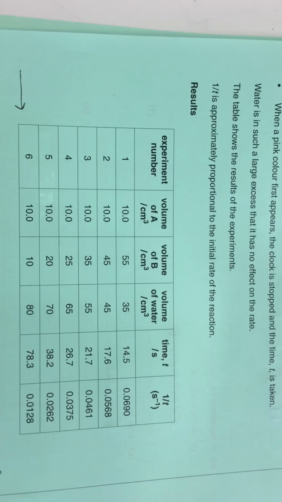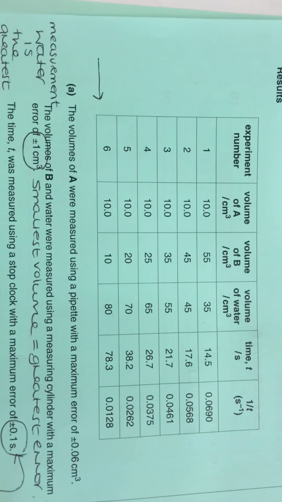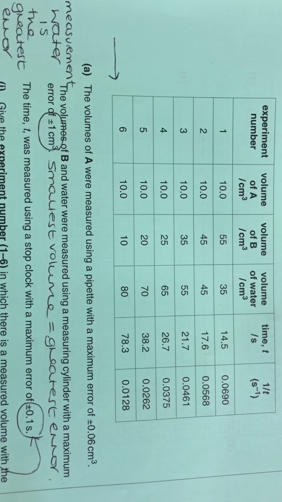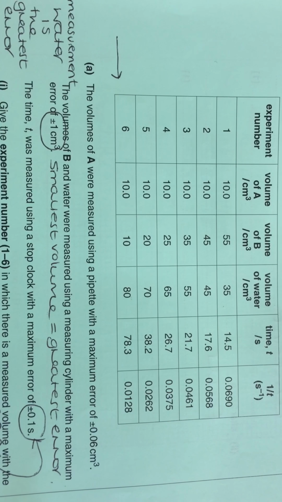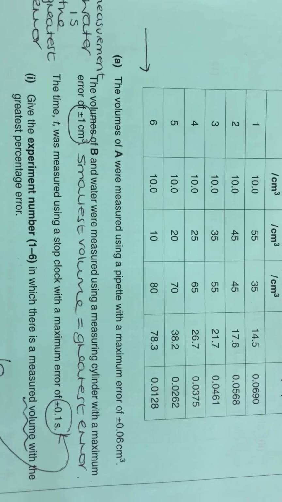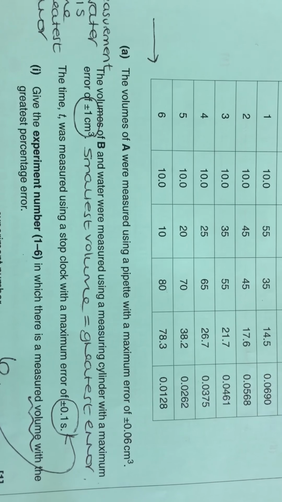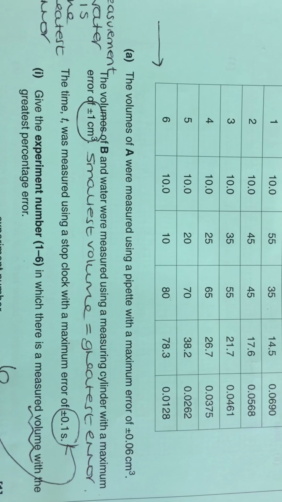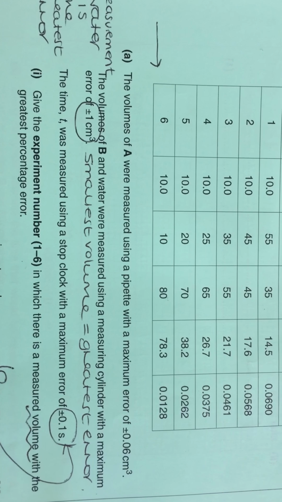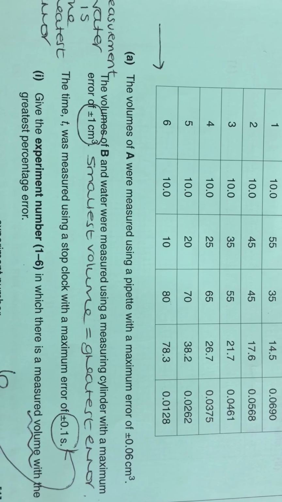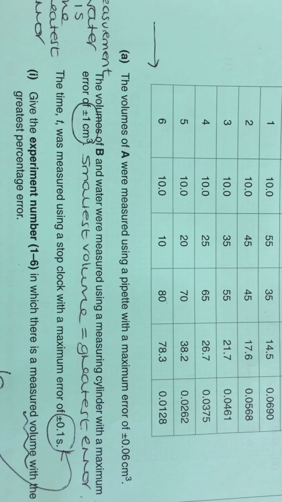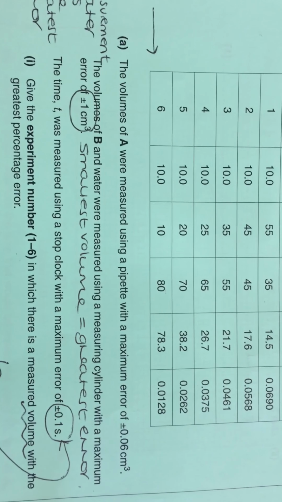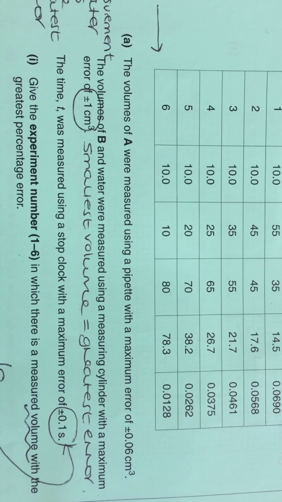added together. So if we begin with question 1A, the volumes of A are measured with a pipette with an error of 0.06, and the volumes of B and water are measured using a measuring cylinder with a maximum error of 0.1. When we're asked to give the experiment number in which there is a measured volume with the greatest percentage error, the first thing that we have to look at is which of those two volumes has the greatest error. And obviously that's 0.1. 0.1 is bigger than 0.06. This tells us that it's either the volume of B or the volume of water that is going to be the substance which will introduce the greatest error.